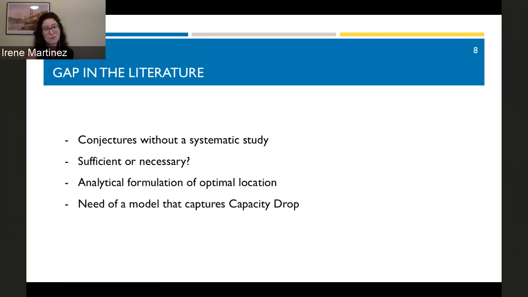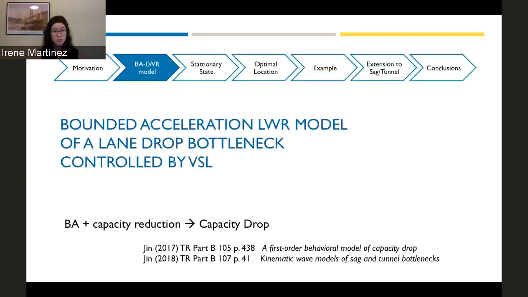To do so, we need a model that captures the capacity drop, and I will be using the LWR model with bounded acceleration. I won't go over the details of the model, but it has been shown in published work by my advisor, Professor Wenlong Jin, that just considering capacity reduction, an inhomogeneous road and bounded acceleration with this first-order model is enough to reproduce the capacity drop. In fact, the dropped capacity, the C3 value, can be endogenously obtained from parameters like the geometry of the road, the variable speed limit, the fundamental diagram parameters, and the bounded acceleration model.